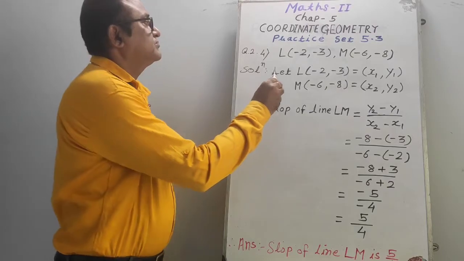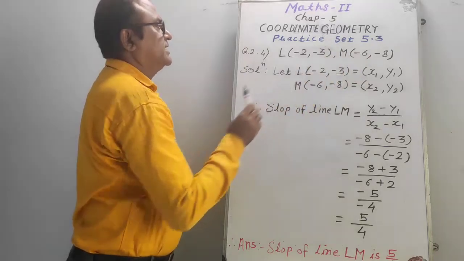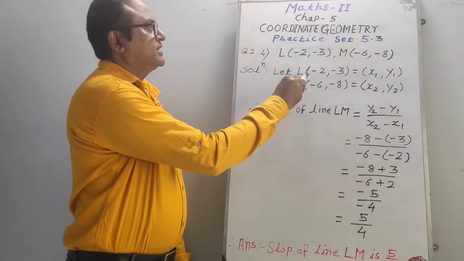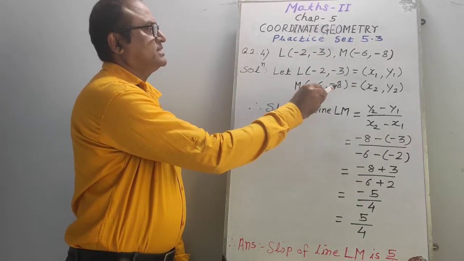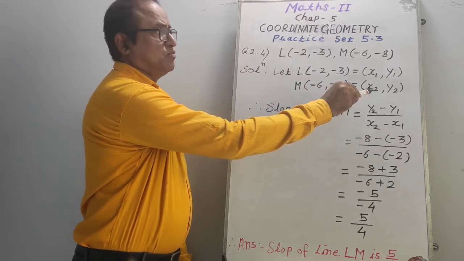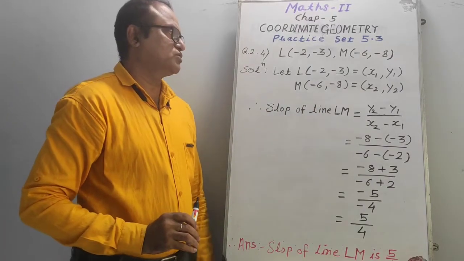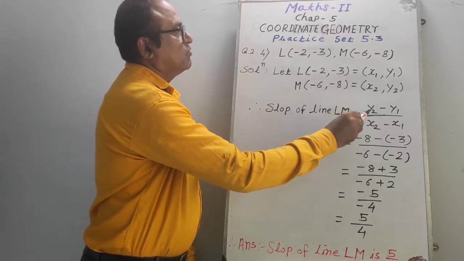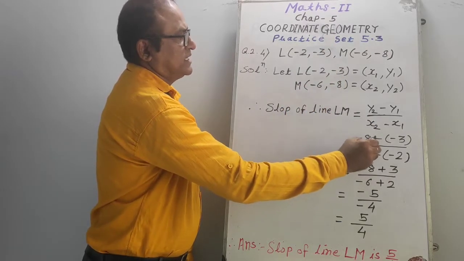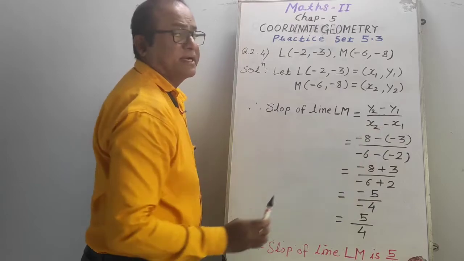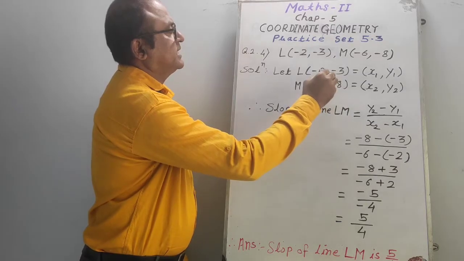Let's see. Example number 4, L(-2, -3), M(-6, -8). Let L(-2, -3) be x1, y1 and M(-6, -8) be x2, y2. Therefore, the slope of the line LM is equal to y2 minus y1 upon x2 minus x1. The y2 value is minus 8 and the y1 value is minus 3. Minus 8 minus (minus 3) upon the x2 value, minus 6, and the x1 value, minus 2.